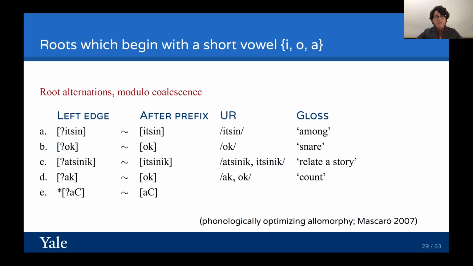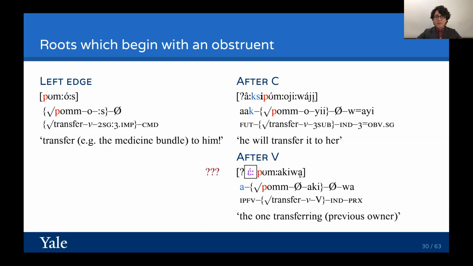All right, so turning to roots which begin with an obstruent, we'll see a slightly different pattern, and it's this puzzle that I'll focus on for the rest of the talk. There are some roots that begin with obstruents at the left edge of the phonological phrase, like pom, which means to transfer. And after a consonant, of course, a KP cluster is not allowed in Blackfoot. And so it's unsurprising that we see an epenthetic vowel E after a consonant.